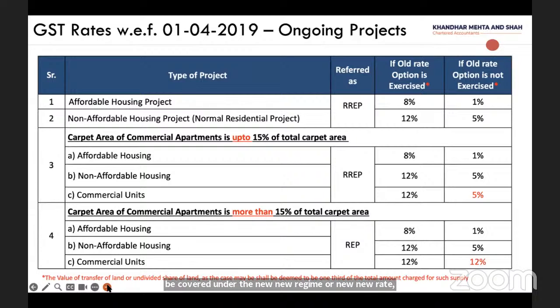So this is the comparative scheme that I've given. As you can see over here, the difference is in the commercial unit, wherein the carpet area of the commercial apartments is less than 15% in a particular project. It was 12%, and now it is getting taxed at 5%.